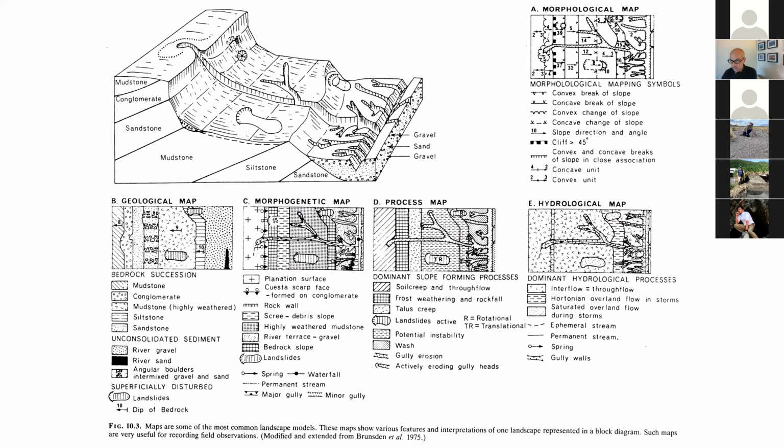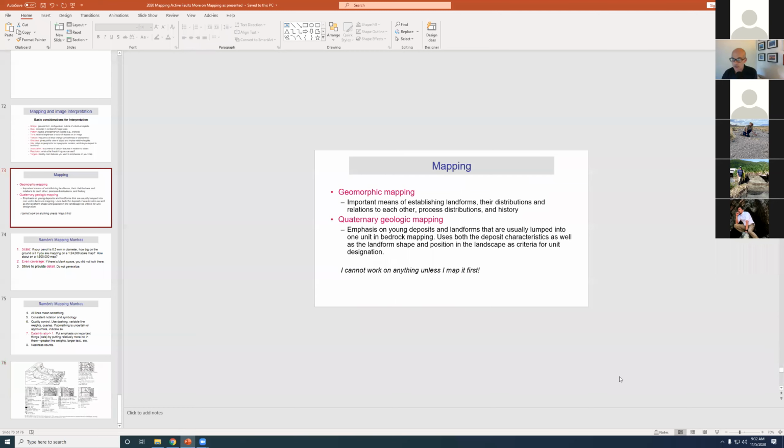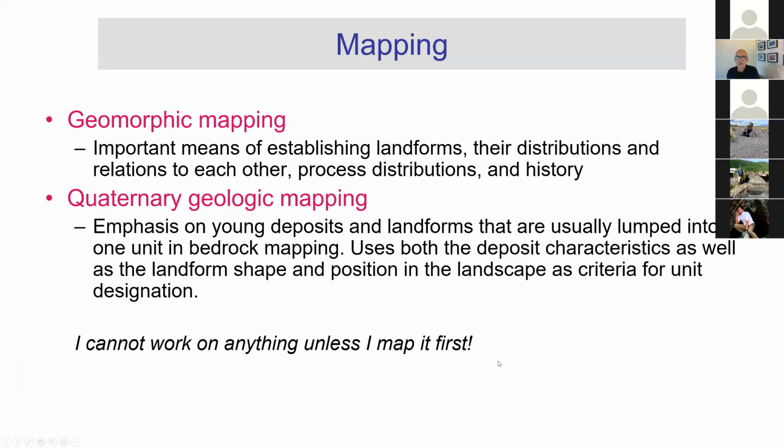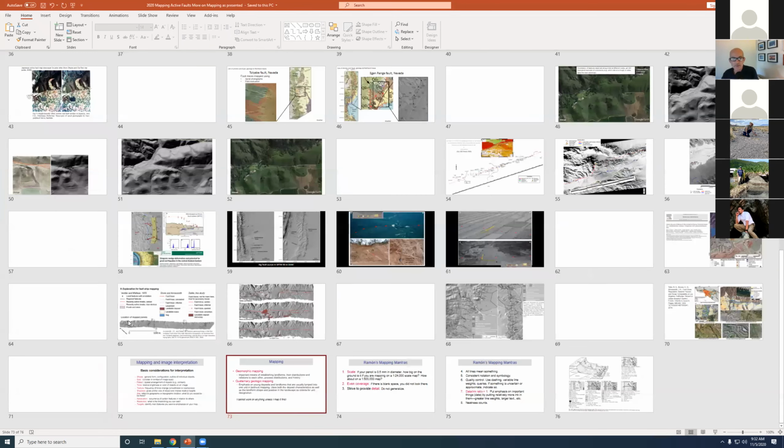So any questions on that? That was a good one. I appreciate the clarification. Yeah, and I have a slide on that. Geomorphic mapping establishes landforms or distributions in relation to each other, and process distributions and history. Quaternary geologic mapping emphasizes the young deposits and landforms that are usually lumped into one unit in bedrock mapping. It uses both the deposit characteristics as well as the landform shape and position in the landscape as criteria for the unit designation.